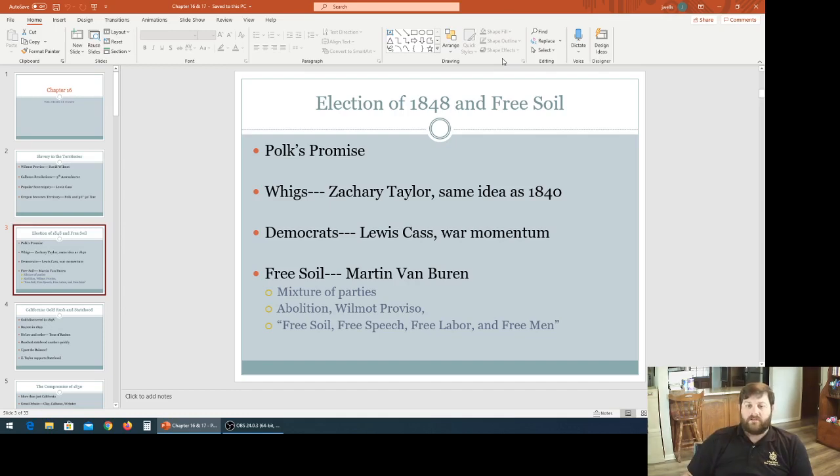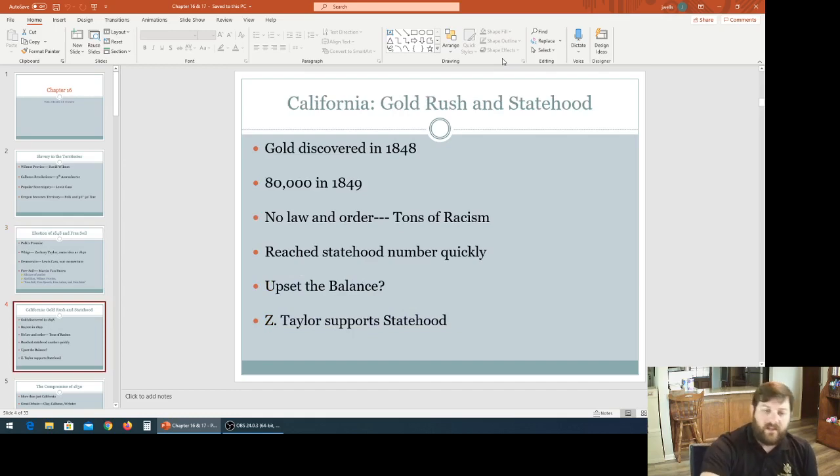Zachary Taylor runs. He's going to win. Again, 163 to 127. Now, you don't have to really know the numbers, but just kind of give you an idea of where it's at. Okay? So, y'all, that was 1848.